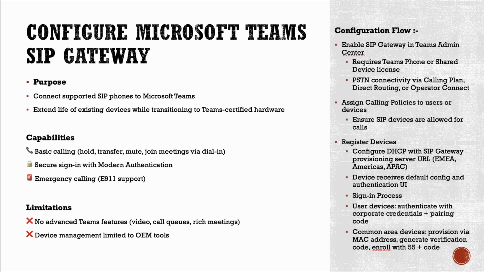Now, what can these SIP phones do once connected? The capabilities include basic calling features like hold, transfer, mute, and even joining meetings via dial-in. They support modern authentication for secure sign-in and comply with E911 emergency calling standards. However, there are limitations. These devices don't support advanced Teams features like video conferencing, call queues, or rich meeting experiences. Also, device management is limited to OEM tools, not the full Teams Admin Center experience.